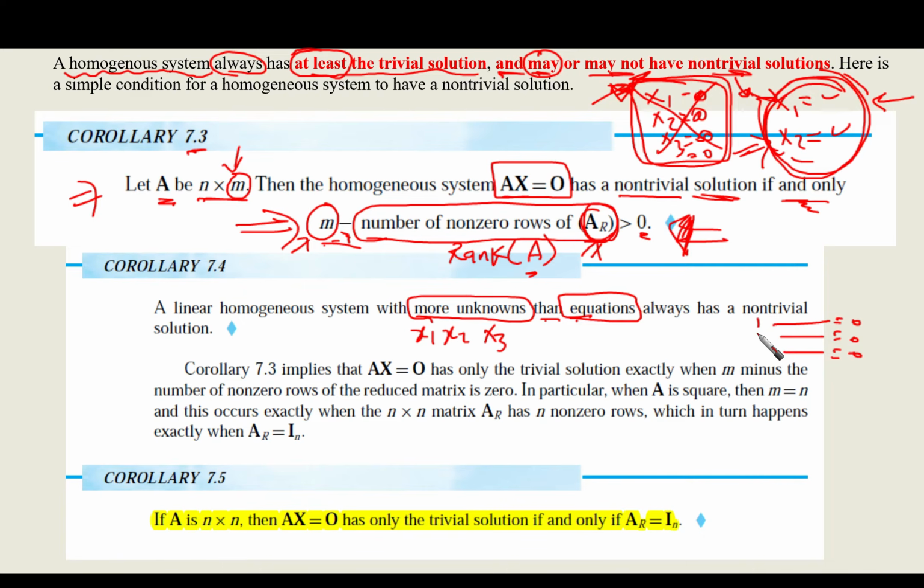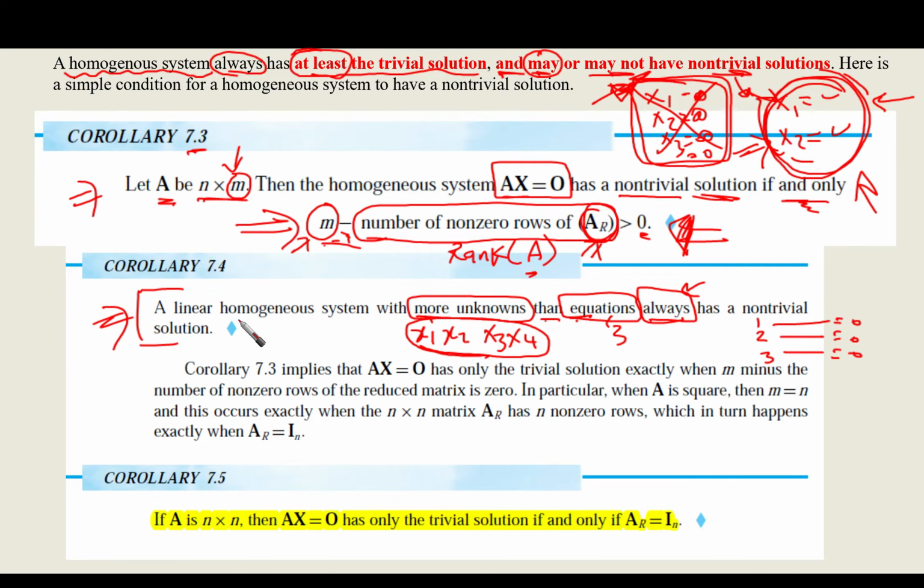So we have 1, 2, 3. This is the number of the equations. If we have the number of unknowns more than the number of equations, let's assume that we have x1, x2 until x4. We have 4 unknowns, but we have 3 equations. This means that we always, look at this word, always have a non-trivial solution. So we're going to have a non-trivial solution for us. Okay? So this is something that we need to keep in our mind whenever we are solving.